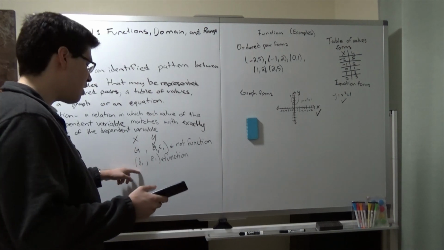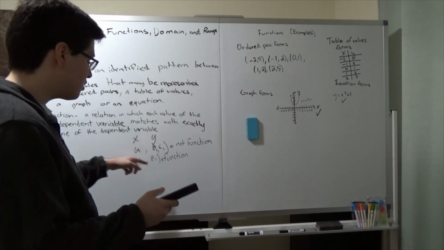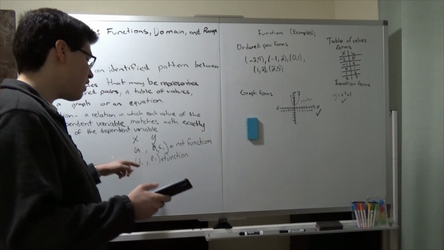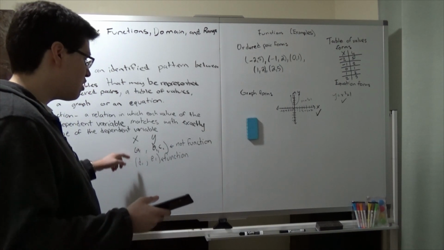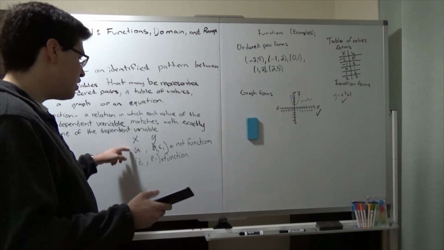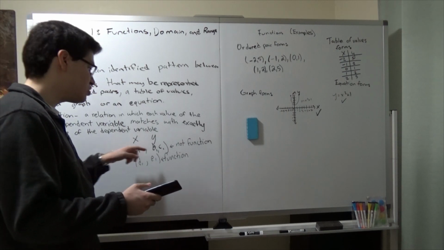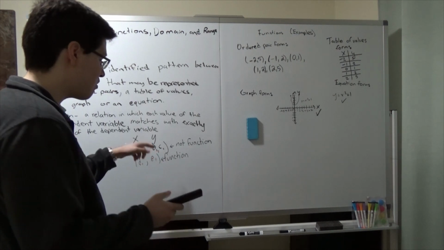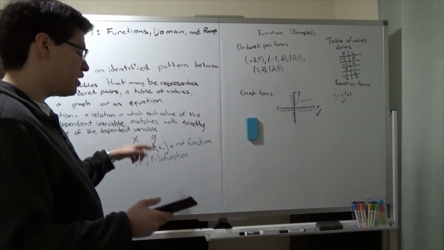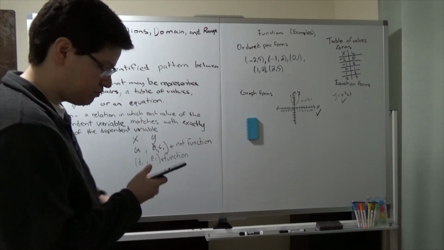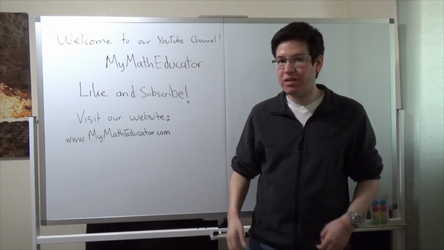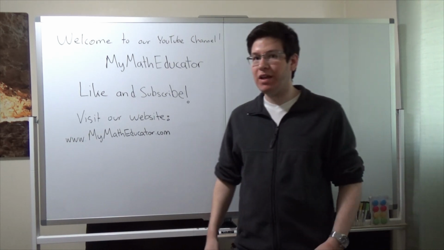So when you have one independent variable corresponding to only one dependent variable for every independent variable in the relation, then it is a function. But as soon as you have one independent variable that corresponds to two or more dependent variables in your relation, then that is not a function. And that's all for the difference between a function and a relation.